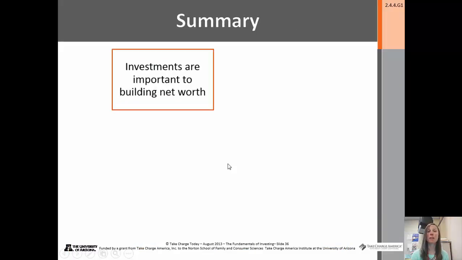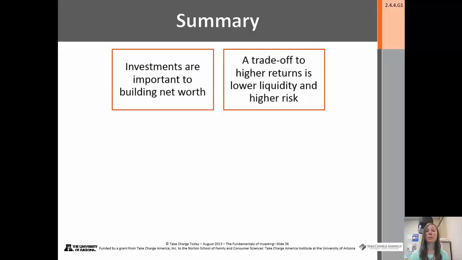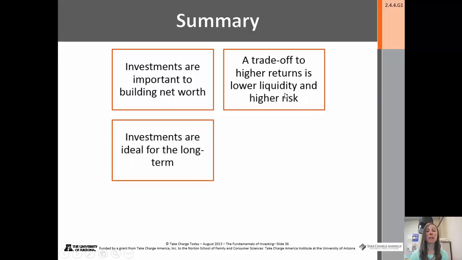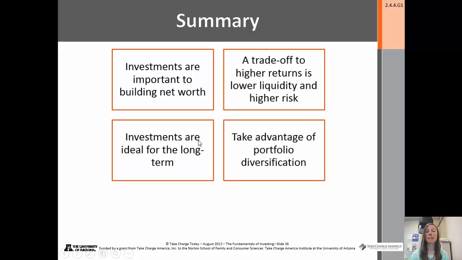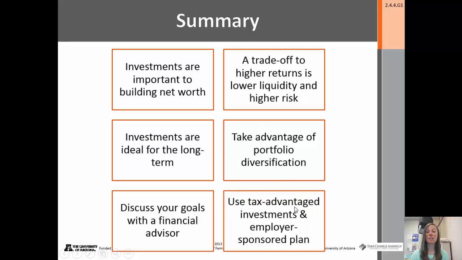So in summary, investments are important to building your net worth. A trade-off to higher returns is lower liquidity and higher risk. So you're going to make more money, but you can't touch that money, and it's higher risk. Investments are ideal for the long term. Take advantage of diversification. Discuss your goals with a financial advisor, and use tax advantage investments and employer-sponsored plans.